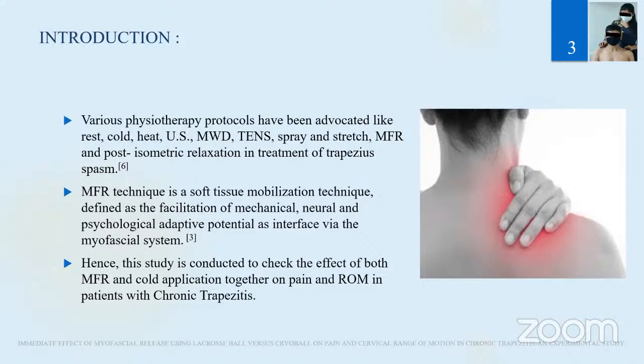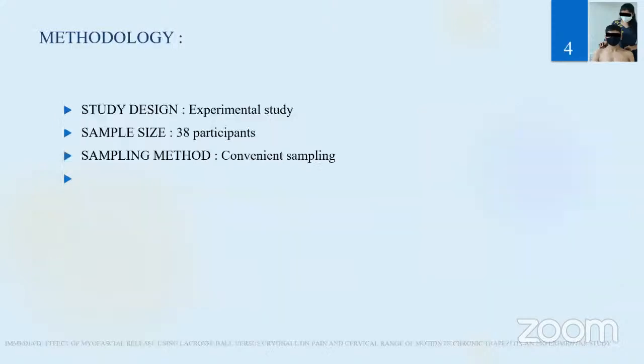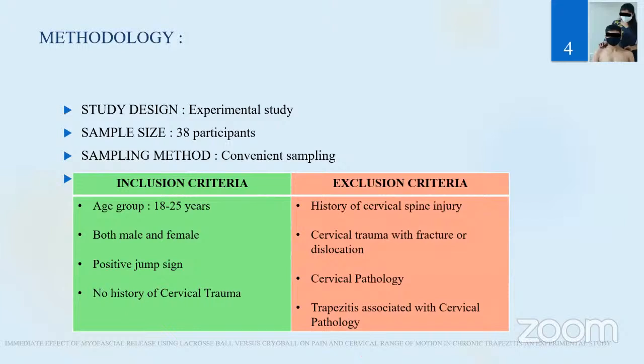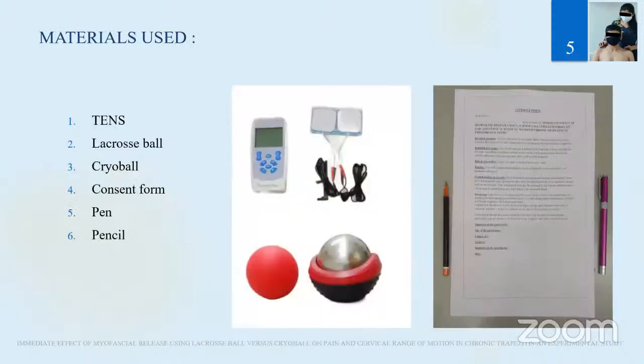So this study is conducted to check the effect of myofascial release and cold application together on pain and range of motion in patients with chronic trapezitis. It is an experimental study with 38 participants and convenient sampling was used. The participants, both male and female, were in the age group of 18 to 25 years, had a positive jump sign and no history of cervical trauma. In exclusion criteria: history of cervical spine injury, cervical trauma with fracture or dislocation, cervical pathology, and trapezitis associated with cervical pathology.